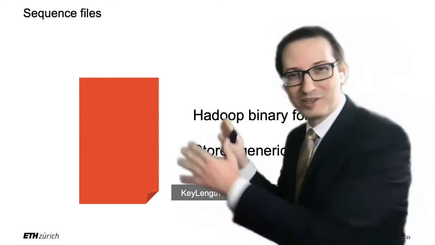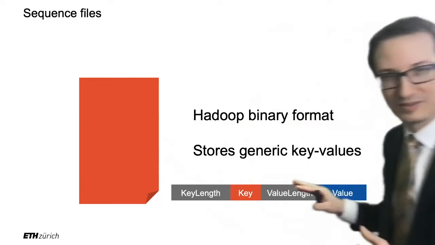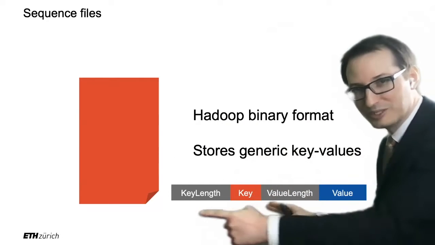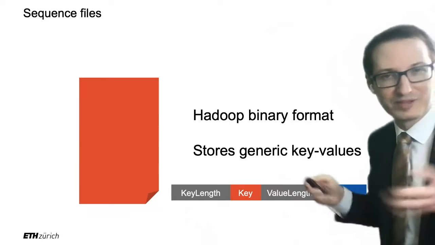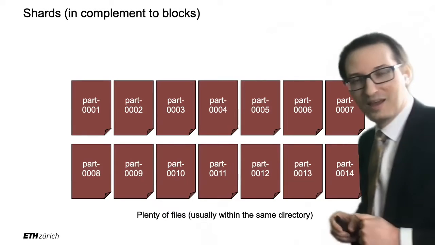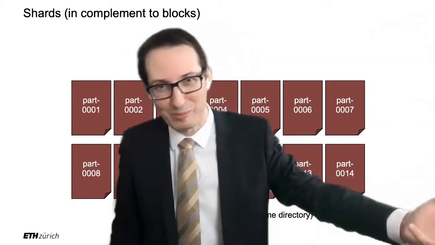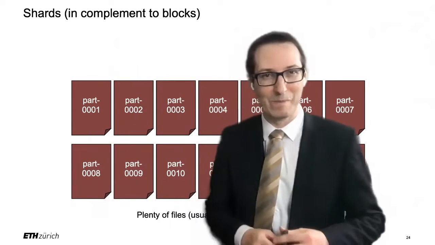There are even some formats specific to Hadoop, but they store generic key values, a bit like HBase, actually. We've seen key values in HBase, so maybe we also have that sort of thing in HDFS. All right, and now we want to process it, obviously using MapReduce, right? This is a MapReduce lecture now.